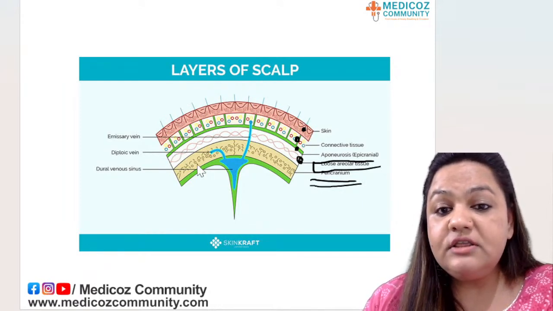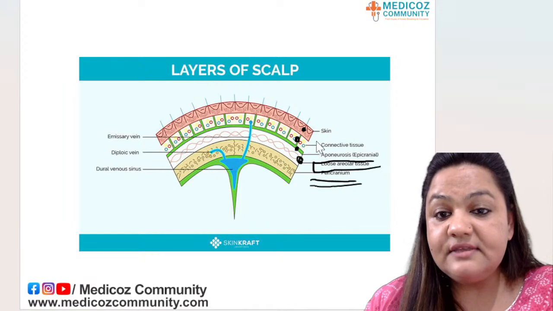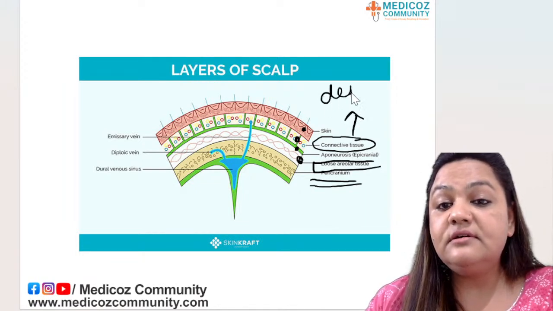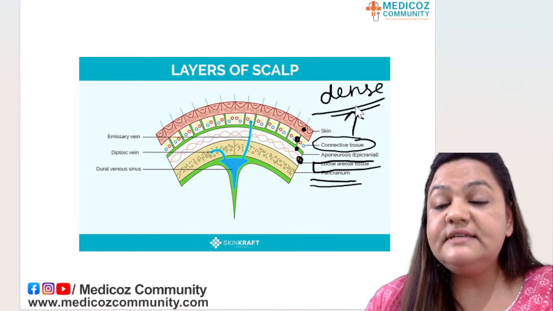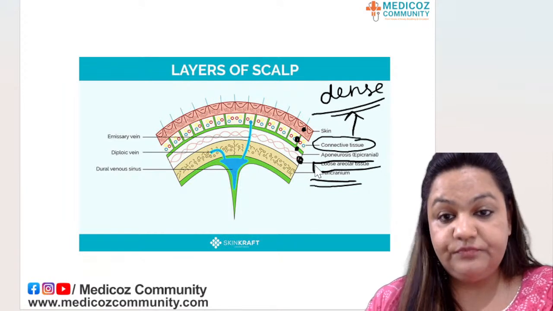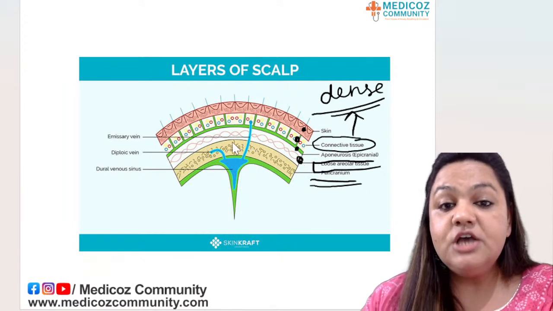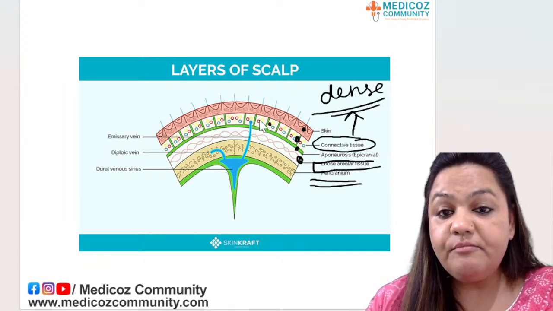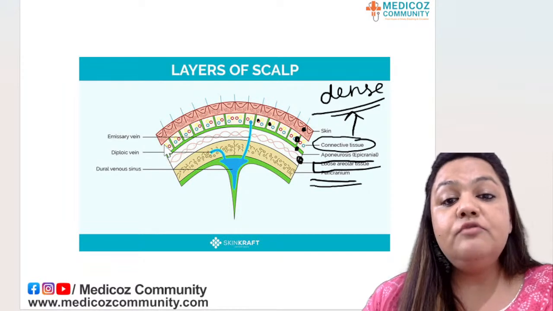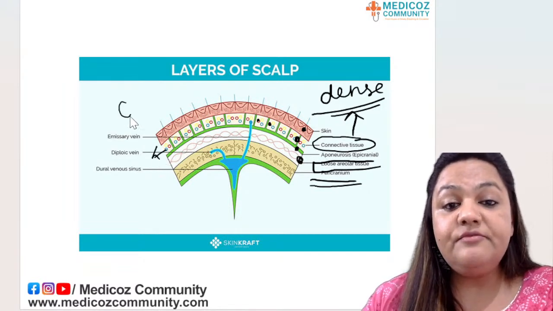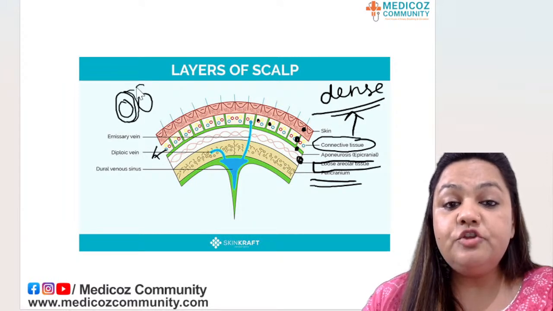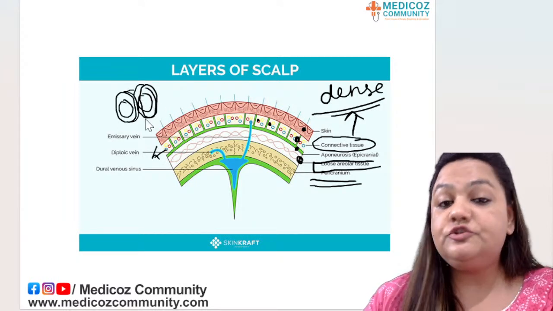Now out of all these 5 layers, you can see the second layer is the layer of connective tissue, and here the connective tissue is dense. That's why it is called the layer of dense connective tissue. They are densely arranged here. Between this layer there is an arrangement of blood vessels. In the second layer there are blood vessels present, and this layer is filled with numerous connective tissue fibers.